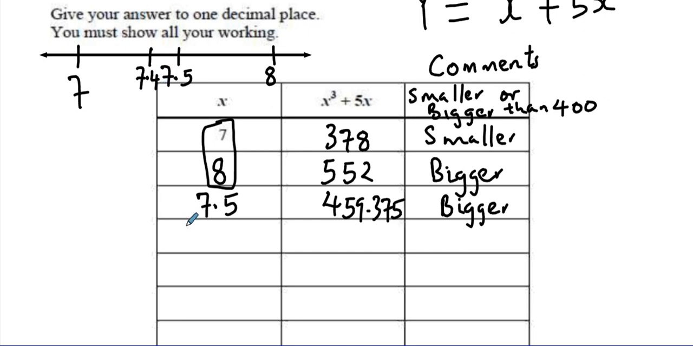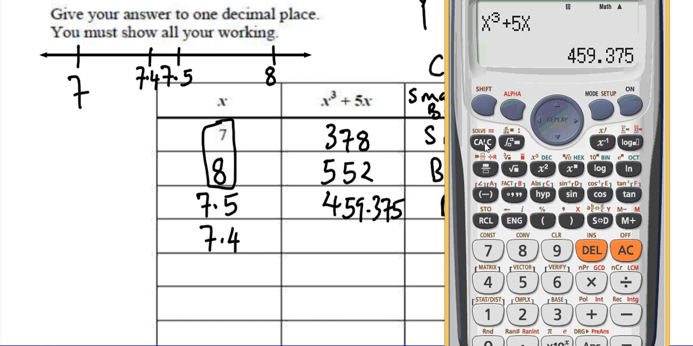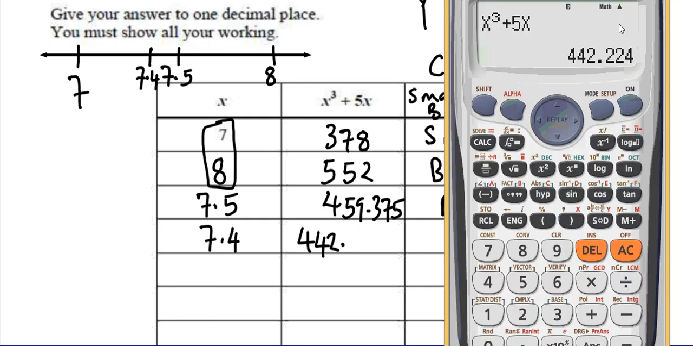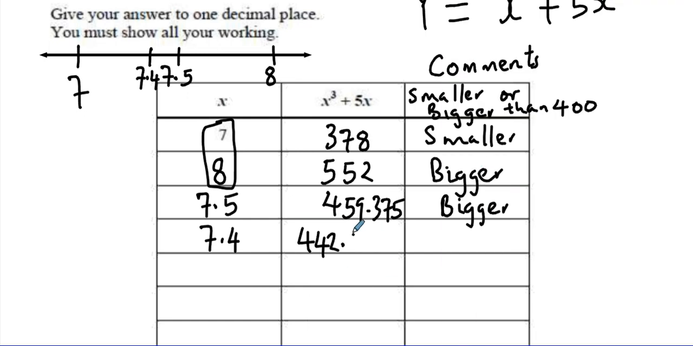That is 7.4. So try 7.4 and see what you are getting. You are getting 442.224. But still this is bigger. So we have to go for something less than 7.4. This is 7.3.